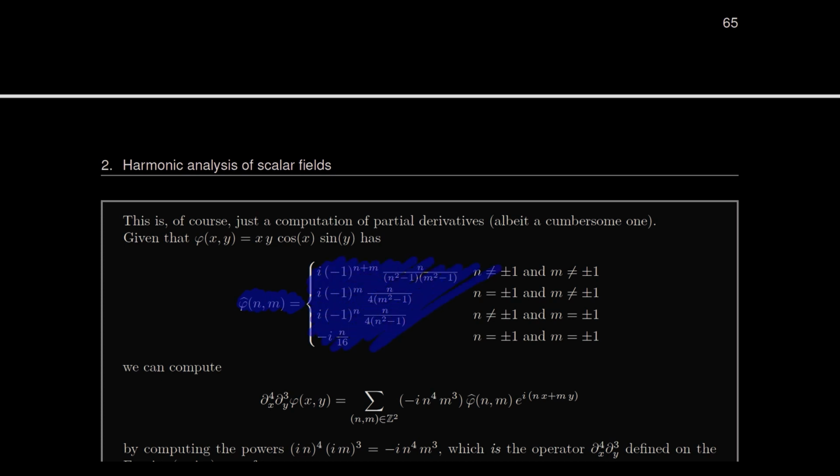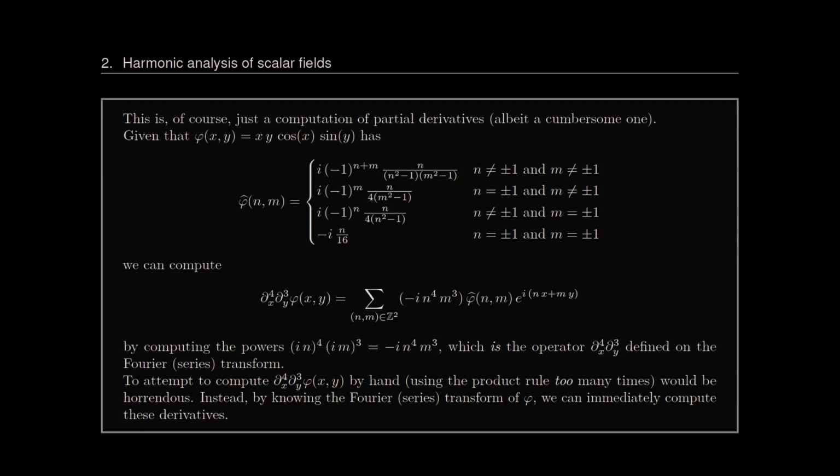which, you know, it's not pretty. It's not the world's prettiest Fourier transform, but once you've been given it, you have it. And now that you have it, all you have to do to compute the fourth derivative in x, the third derivative in y, is do 4 powers of n, 3 powers of m. Technically, you should have powers of i considered as well, but I've simplified 4 powers of i and 3 powers of i to negative i.